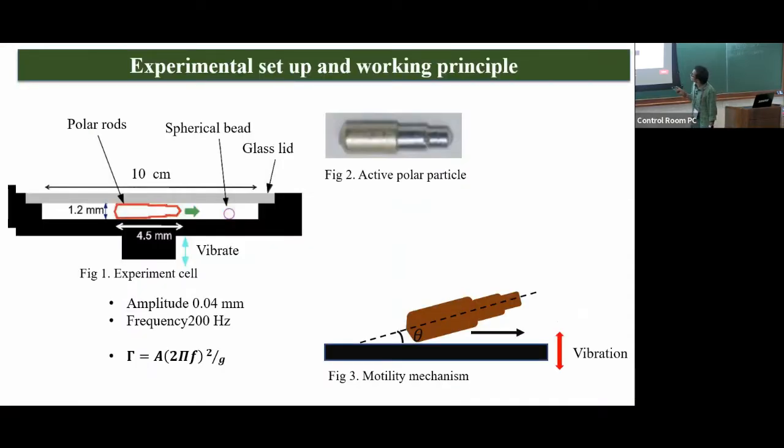So the experimental system is like this. The active polar particle is a brass rod whose size is 4.5 mm, confined within a 1.2 mm geometry, and it is vibrated by a permanent magnetic shaker. Here gamma is the shaking strength, which takes care of amplitude and frequency, and we vary that in order to vary the shaking strength. The motility mechanism is that under vibration, when these particles are tossed, they fall from the heavy side, and under static friction, they move forward. Okay, so this is the experimental setup.